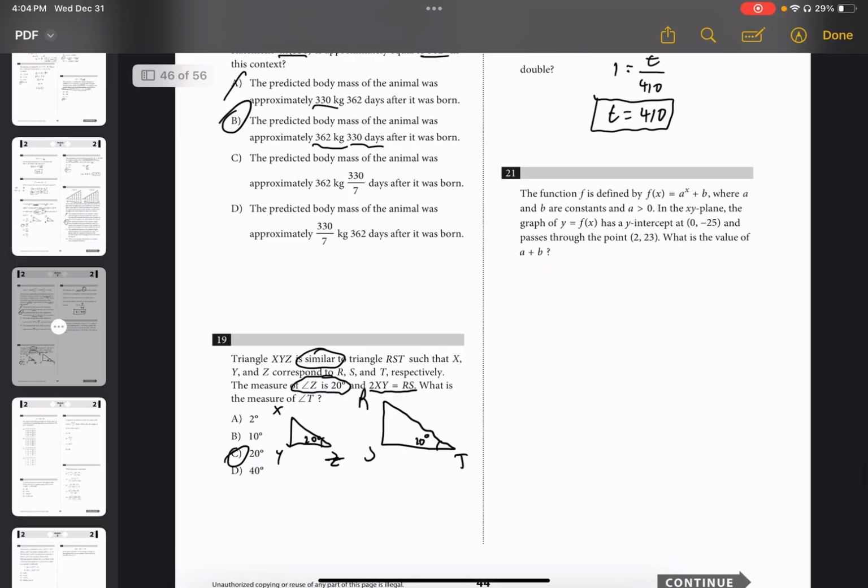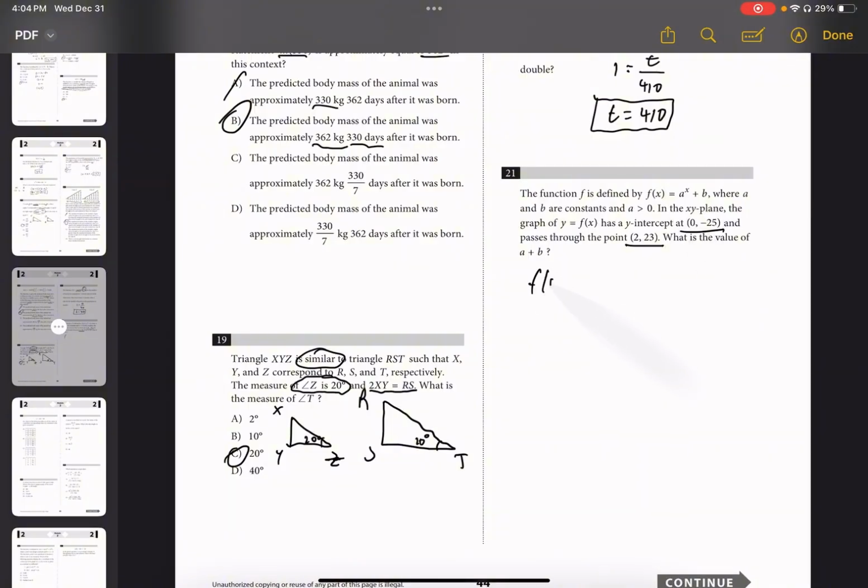Question 21, the function f is defined by f of x is equal to a to the x plus b, where a and b are constants and a is greater than 0. In the xy plane, the graph of y equals f of x has a y-intercept at 0, negative 25, and passes through the point 2, comma 23. What is the value of a plus b? Okay, so from this problem, we can plug in these points.